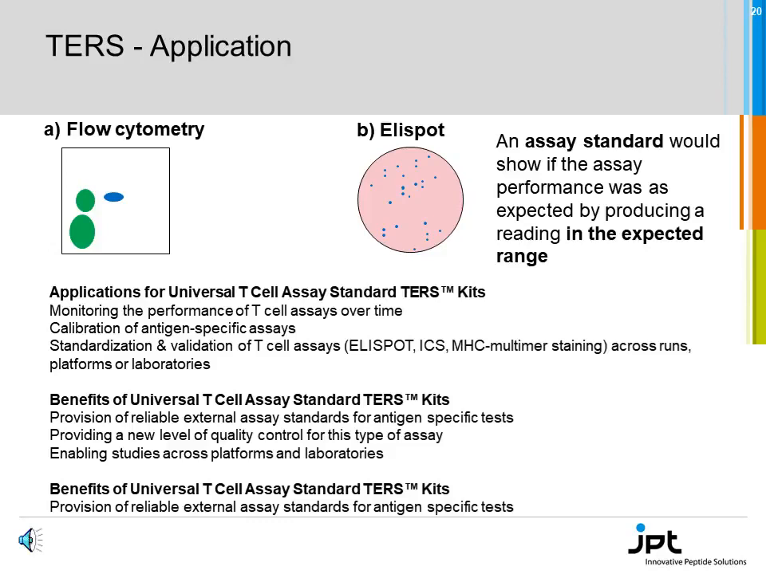When you run out, you produce more with a fresh PBMC sample, and you can adjust the frequencies again to what you require. The benefits of TERS are obvious. TERS provides reliable external assay standards for an antigen-specific T-cell assay. TERS achieves a new level of quality control. TERS enables studies to run across platforms and laboratories.